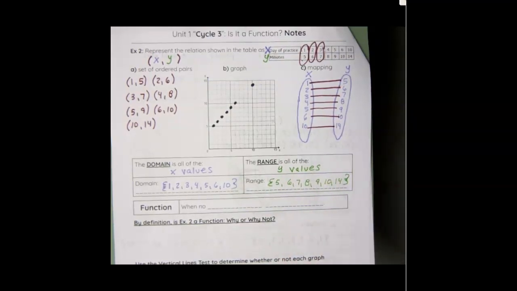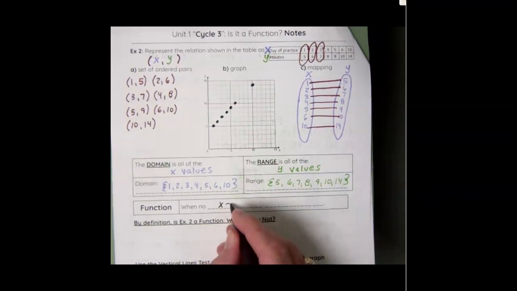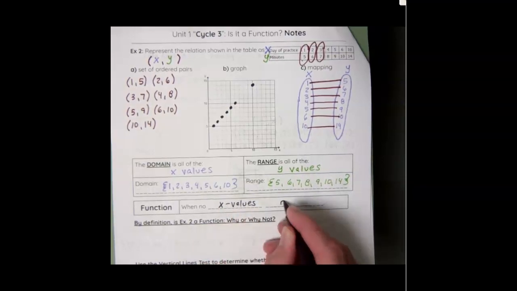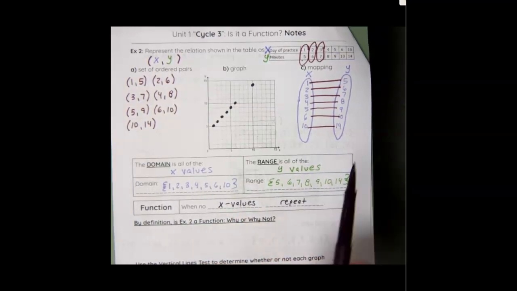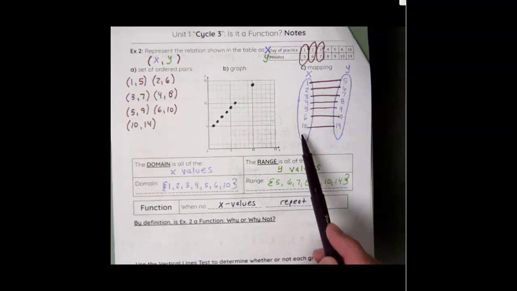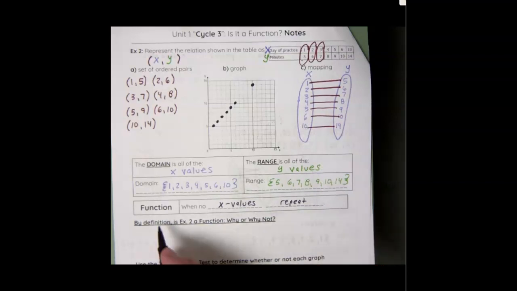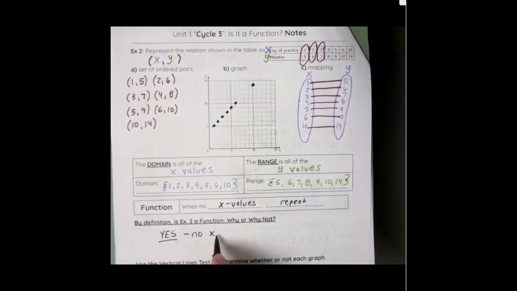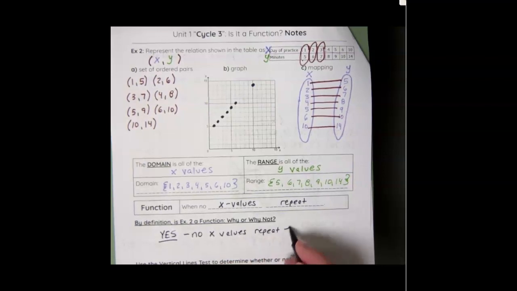So as a review, a function is when no x values repeat. And would you look at that? We have a bunch of x values and none of them repeat. So example 2 is a function. No x values repeat. Right? That's our definition. No x values repeat. So example 2 is a function because none of the x values are repeating.